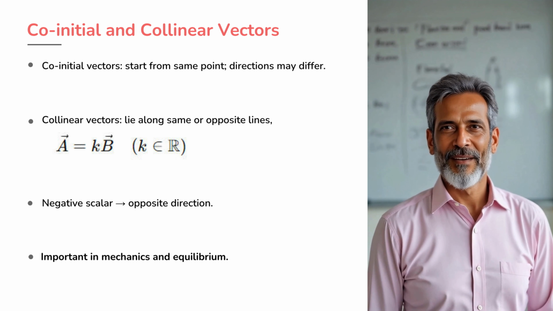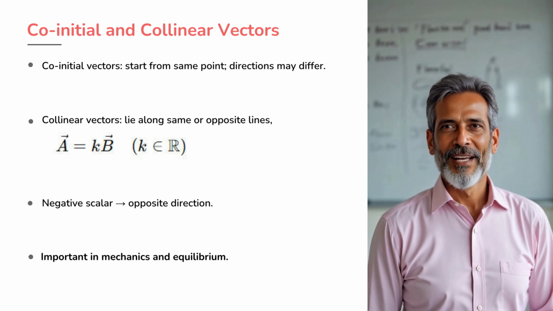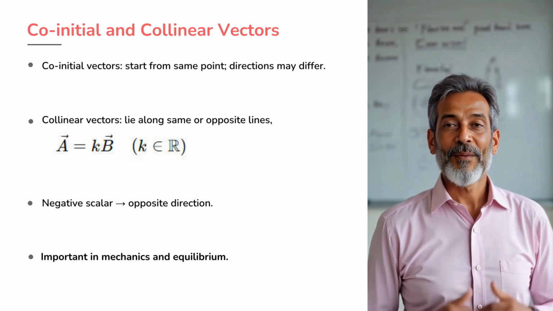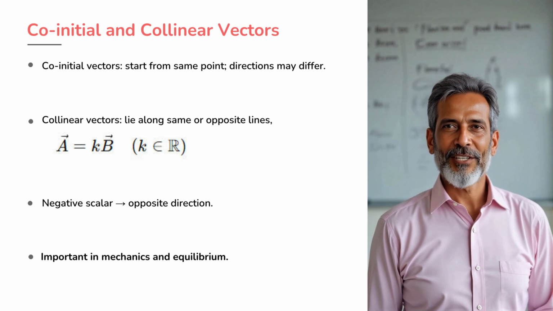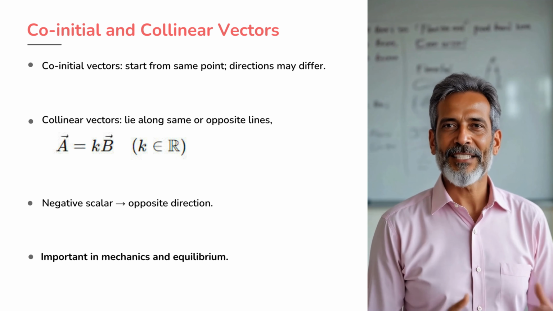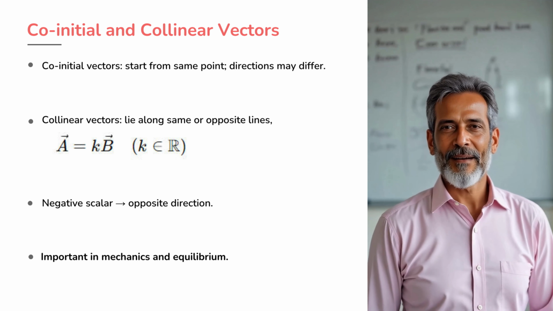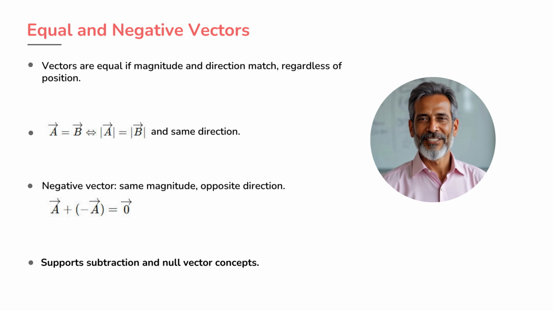If k is positive, the vectors share the same direction. But if k is negative, they point opposite ways. Understanding collinearity is very important, especially in physics problems about equilibrium, where force vectors need to balance along lines. Knowing if vectors are collinear helps simplify the analysis. Now, can you picture two vectors lying exactly on the same line, maybe opposite or along the same direction? That's collinearity.